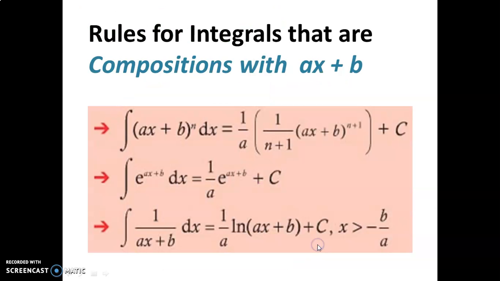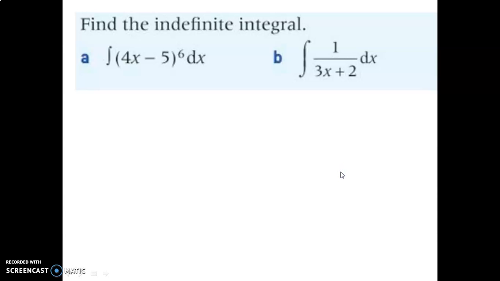Okay, make sure you have those rules down. Here they are, all recapped in one slide. So write those down or think about them some more before trying these problems. So here's A and B. Try A first.